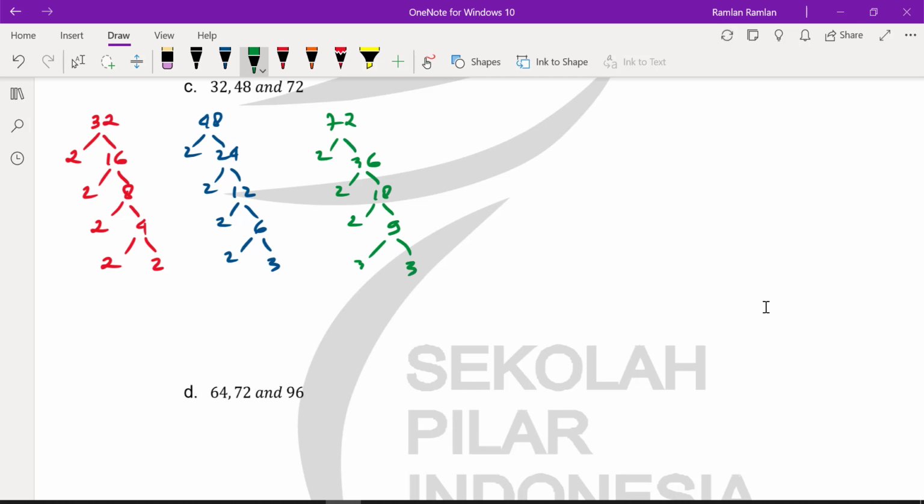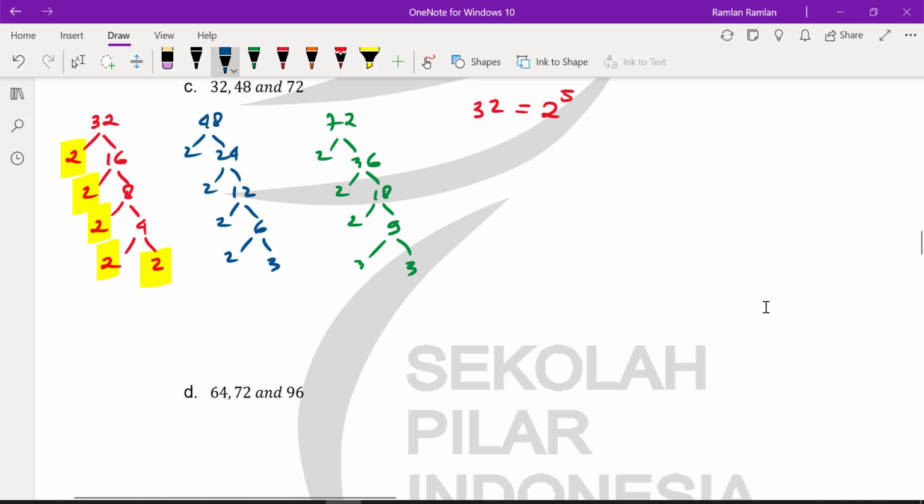Okay, now just write down all of the prime factorization. So 32 here is the multiplication of 2 times 2 times 2 times 2 times 2, right? So we're multiplying 2 five times. So 32 will be equal to 2 to the power of 5, right? Because we're multiplying 2 five times.